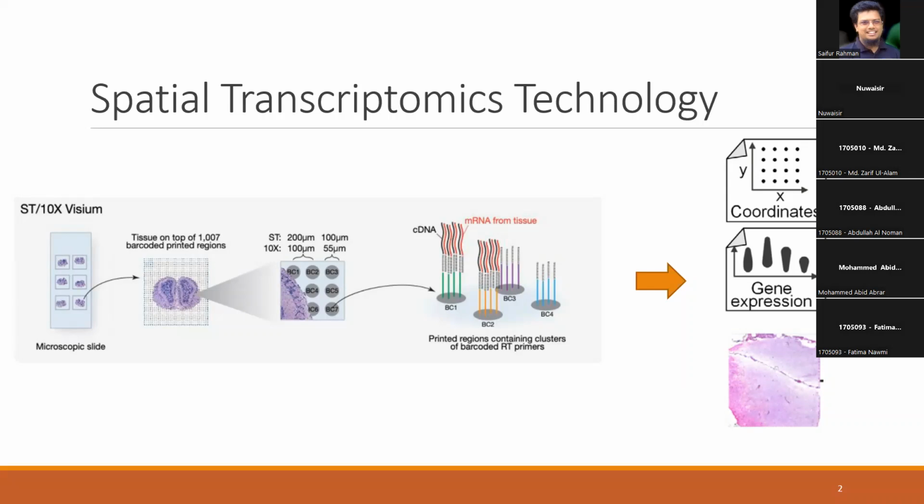After the sequencing, we get 3 things. The first thing is a gene expression matrix that represents the count of each expressed gene. We also get the spatial coordinates that represent the spatial position of the spots in the tissue. We also get a very high resolution histology image.